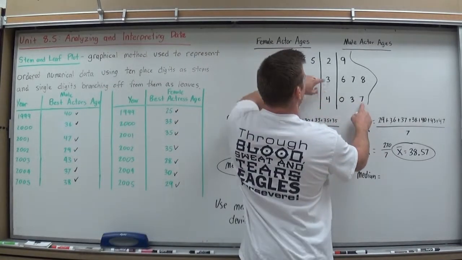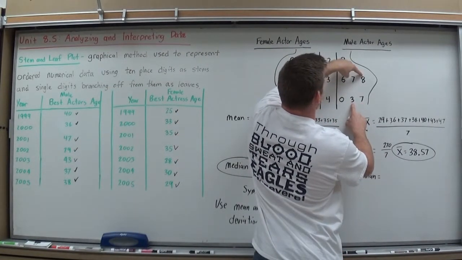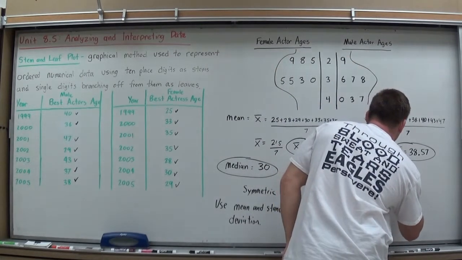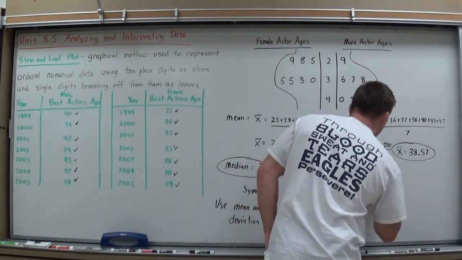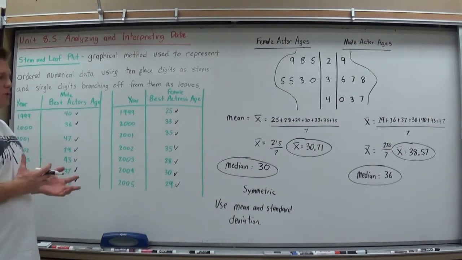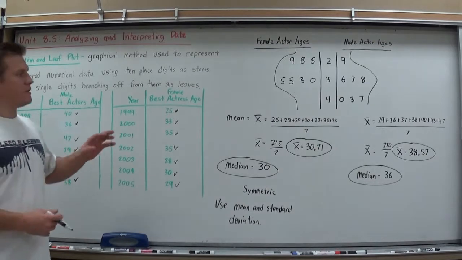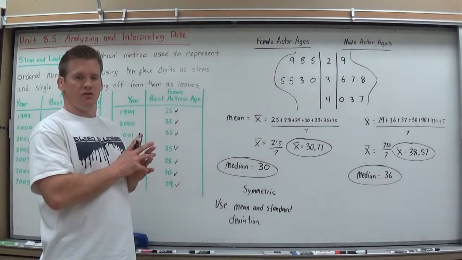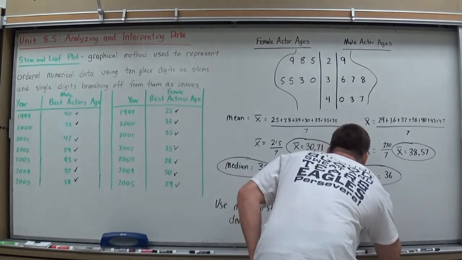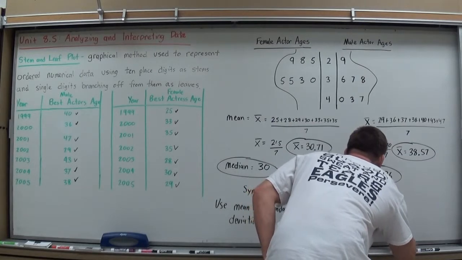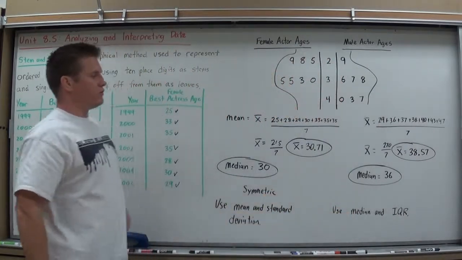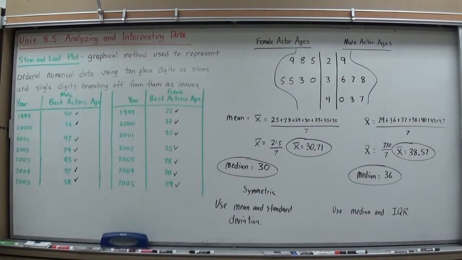So my highest is 47 and 29, then 43 and 38, then 40 and 37, making the median 36. And in this type of data, it kind of depends on how it's distributed to determine which one is better. But since this data looks like it's skewed a little more, I would probably use the median and the interquartile range as the preferred method, because you can see that the mean's been pulled away from the median a decent amount.